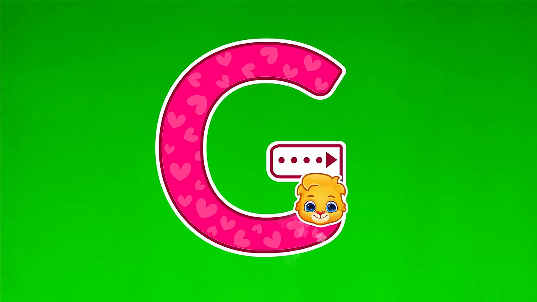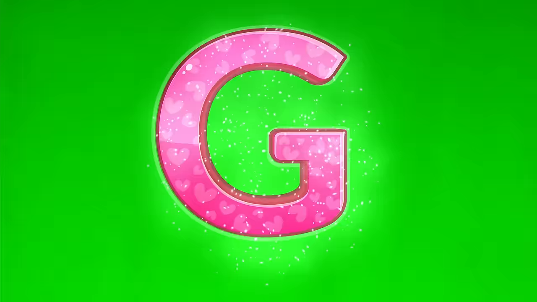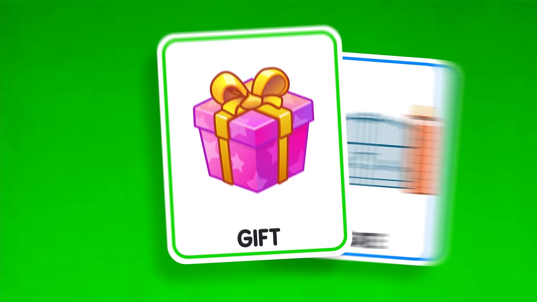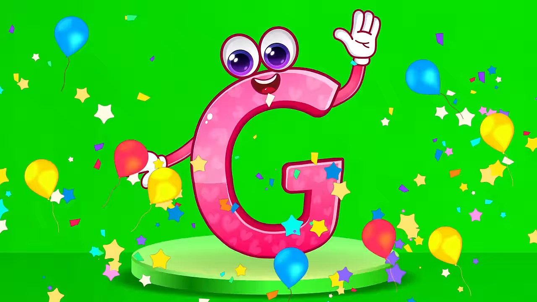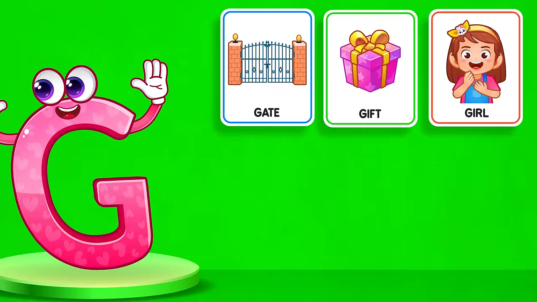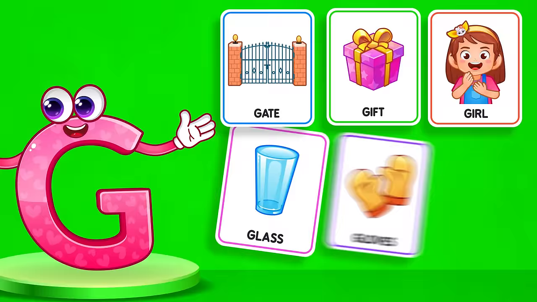G. This is G. G is for gate. Gift. Girl. Glass. Gloves. Grass. This is G. G is for gate. Gift. Girl. Glass. Gloves. Grass.